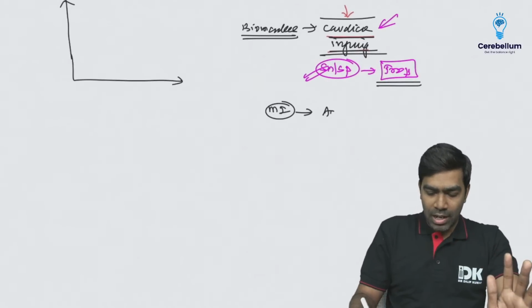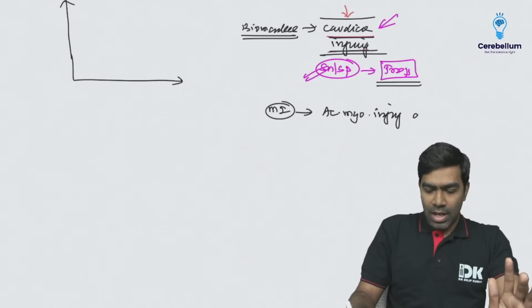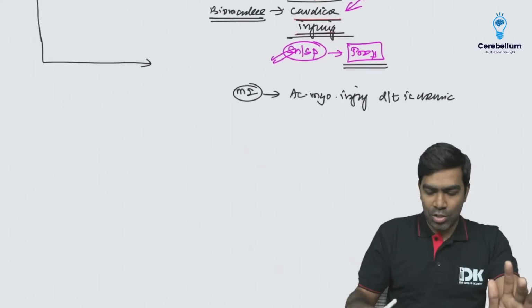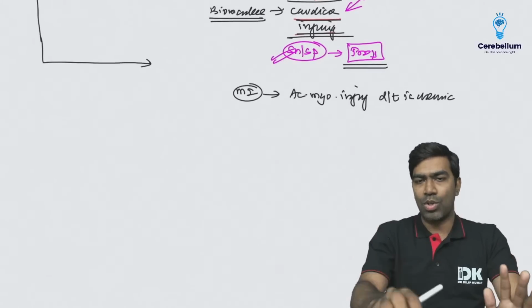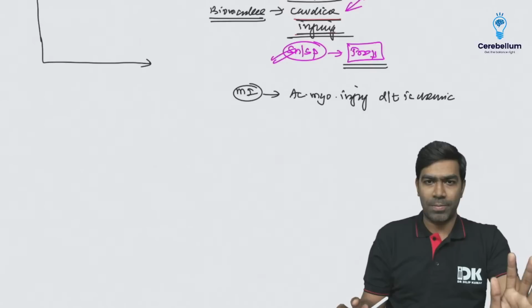It should be an acute myocardial injury, number one. And that should be due to ischemia. Then only you are going to call it myocardial infarction. I'll repeat, it should be an acute myocardial injury and that should be due to ischemia. That's it, nothing more than that.